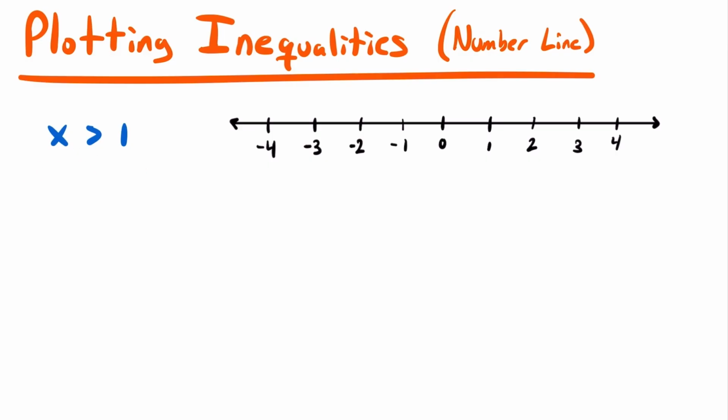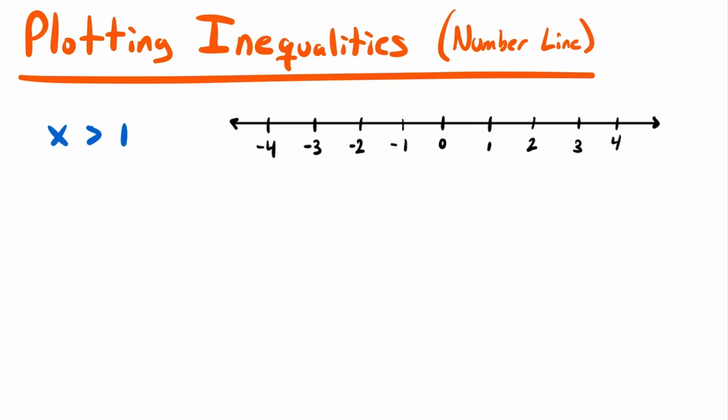And then what you want to look for is what value the variable is being compared to. In this case, x is being compared to 1. So you want to locate 1 on the number line. It's right here. That would be positive 1. And our solution set is all values of x greater than 1. And so on the number line, that would be all values to the right of that value of 1.